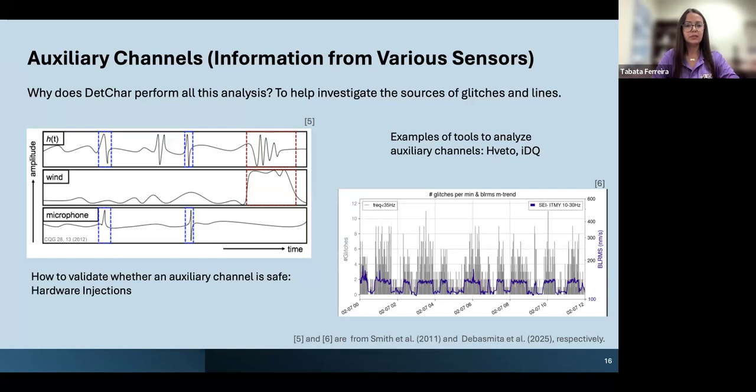To be sure of that, the Detector Characterization group applies what we call hardware injections, which basically means creating a signal in the detector and seeing which auxiliary channels respond to that signal. In this way, we can create a list of safe and unsafe channels. Safe basically means that we can use that information to have indications about the noise.